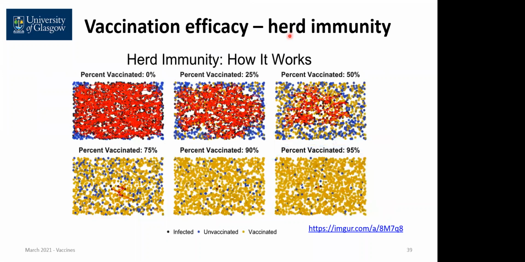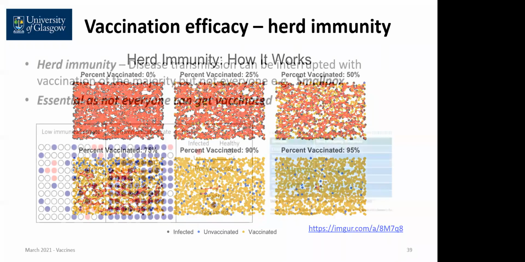And then if we look at 90% vaccination or 95% vaccination, you can see from the yellow dots that these are all the people that are vaccinated and the blue dots are those that aren't. And you can clearly see that the disease is struggling to spread from individual to individual simply because the vast majority of the population is vaccinated. And this is essentially the principle of herd immunity.